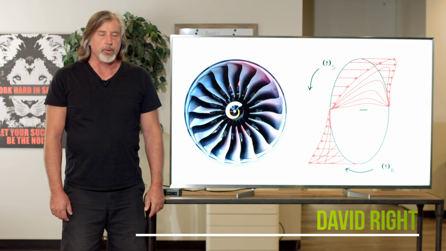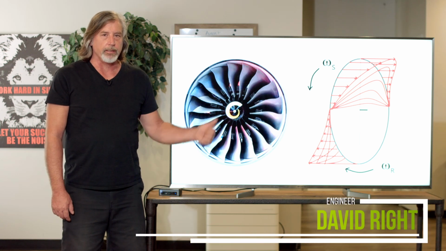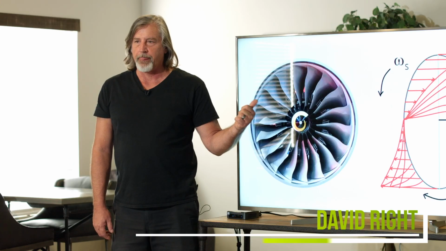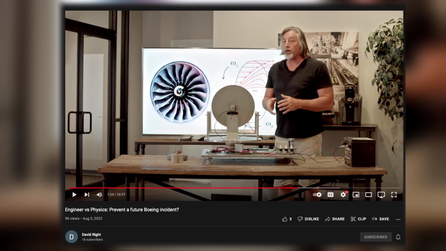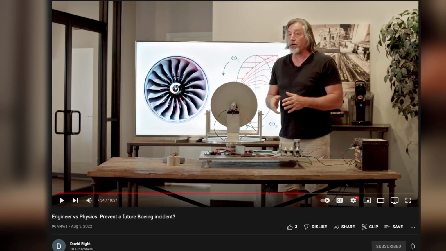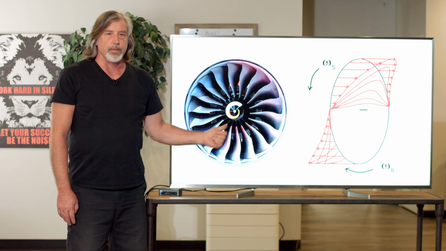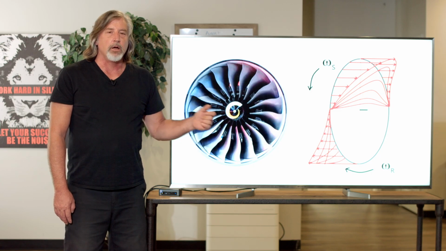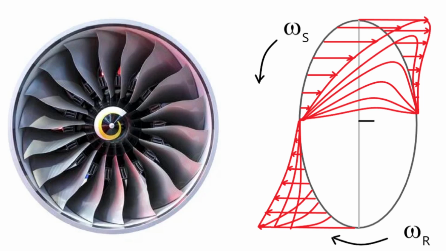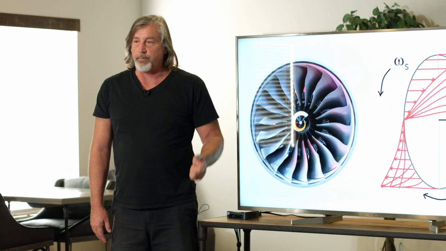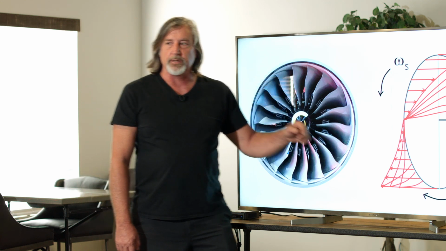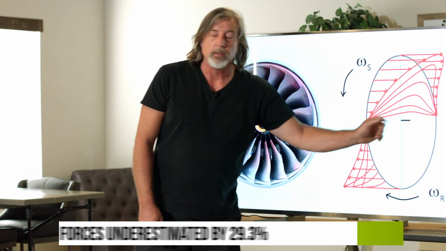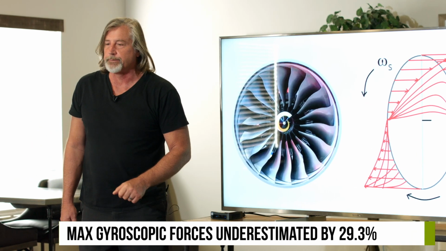Today I'm going to show you a previously unknown force acting on these jet engine blades. In my video, Prevent a Future Boeing Incident, I demonstrate how the gyroscopic forces affect these blades individually. I also demonstrate how the conservation of angular momentum method used to calculate these forces in the past underestimates the maximum force experienced by these blades right here by 29.3%.